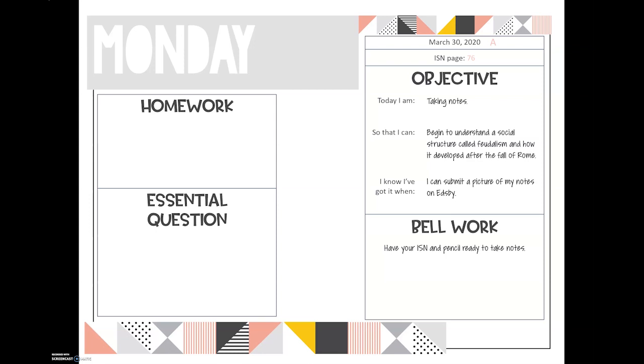And your bell work was already up. It says to make sure that you have your ISN and pencil ready to go for taking notes. If you're doing this on a tablet, of course, make sure you have that ready. If you're doing this on the computer, you might want to go ahead and set up a split screen and open up whatever document you're using, whether it's OneNote or Microsoft Word or whatever. So make sure you have that. This is the great thing about video: you can pause if you are not ready, and then go grab whatever you need and come right back and hit play.